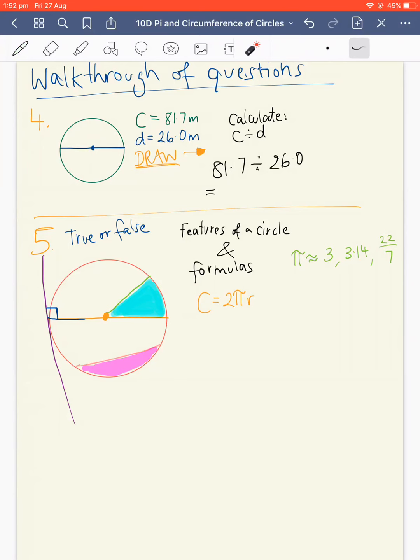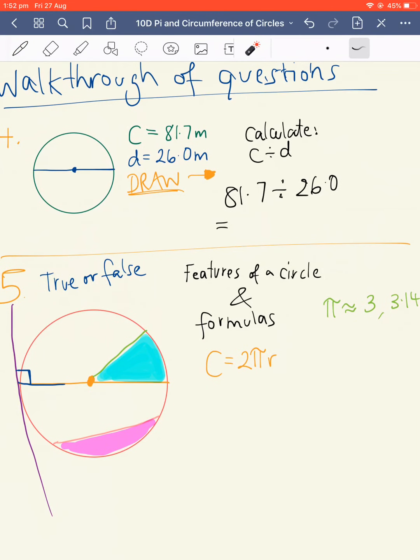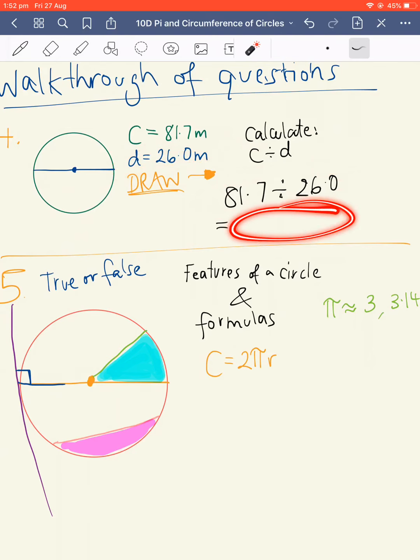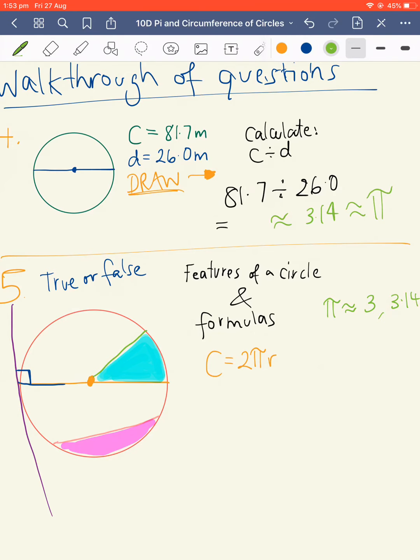First one is asking you to look at a relationship between C and D. You've got a value for C, you've got a value for D. You're going to divide them and see what that number is. That number should actually be very close to 3.14, which is our number for pi.